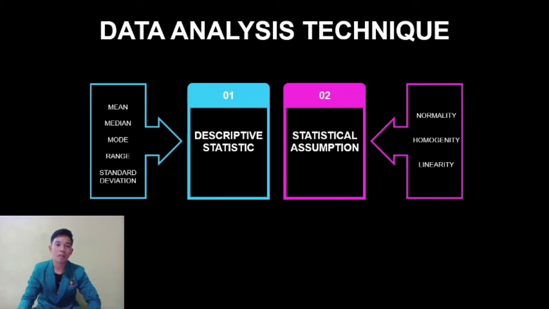Then in the data analysis technique, there are two kinds of technique: descriptive statistics and statistical assumptions. In descriptive statistics, there are mean, median, mode, range, and standard deviation. And in the statistical assumptions, there are normality, homogeneity, and linearity. All of these techniques will be analyzed by using the SPSS program system.